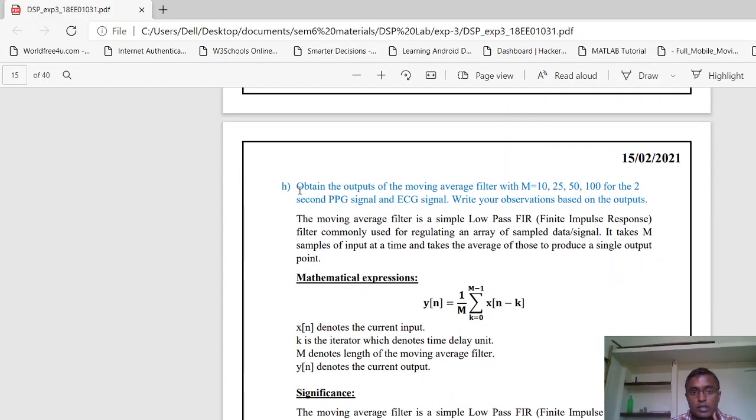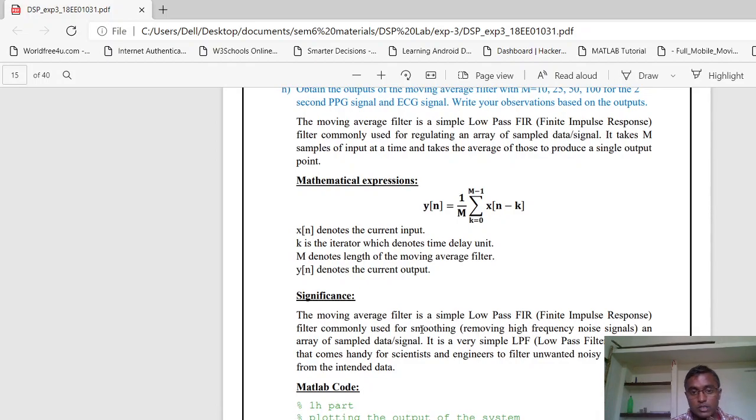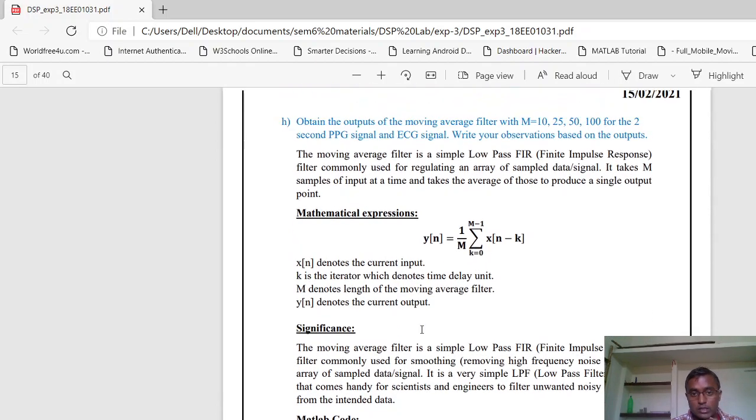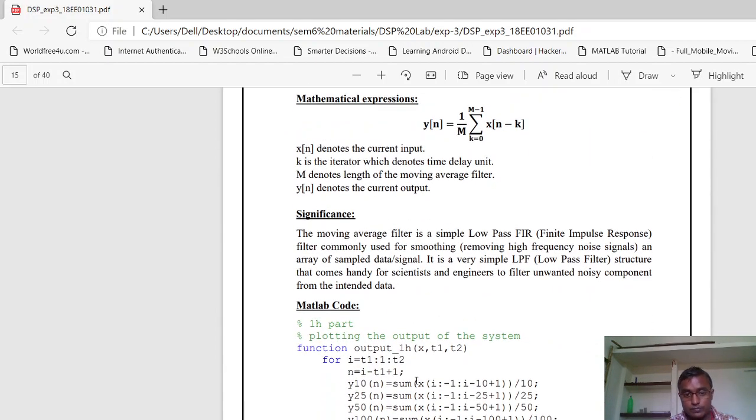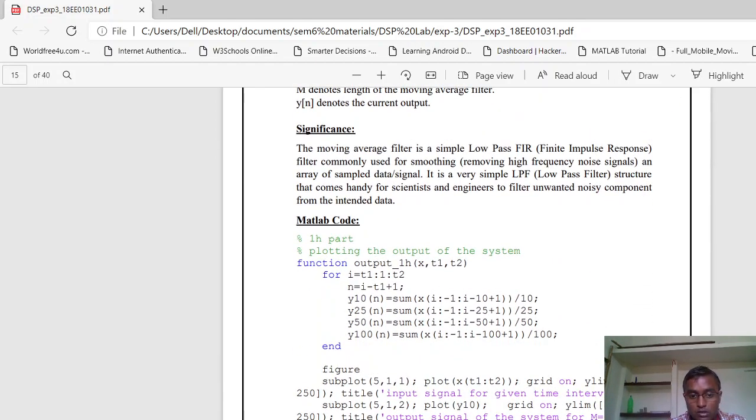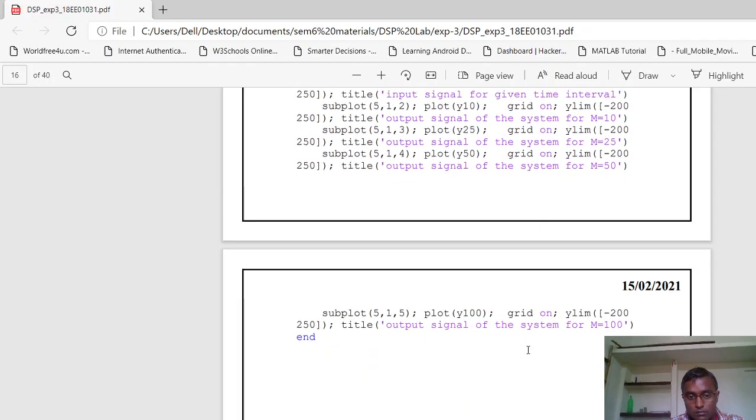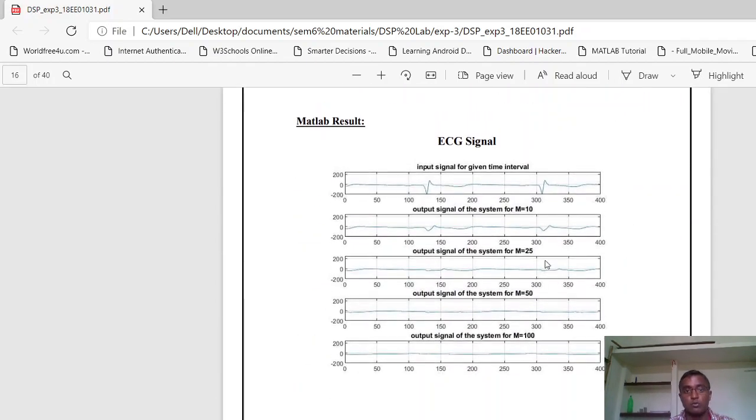After that, obtain the output signal by using the ECG and PPG signals which are given to us. So here we just have to take the average of some samples, meaning some back samples till m minus 1 previous samples, and average them, and that way we can get the output. So this is our MATLAB code. This is our output for different signals.